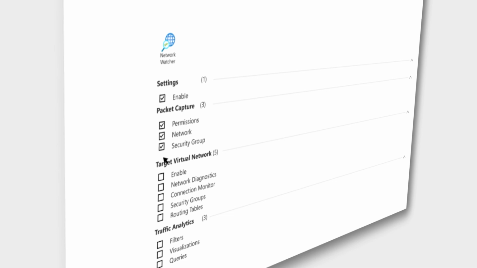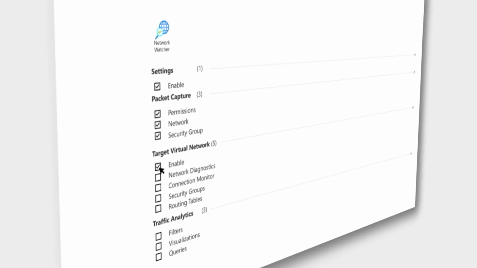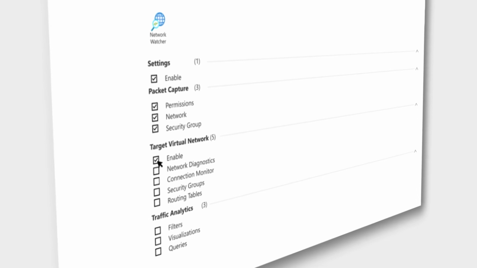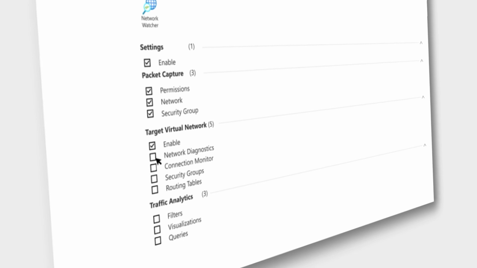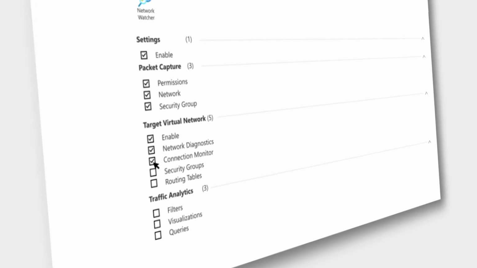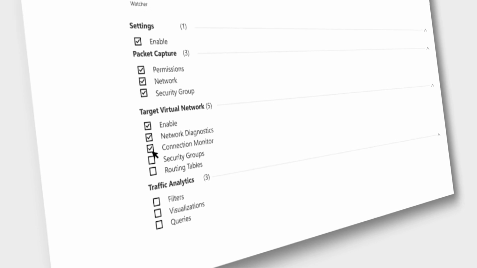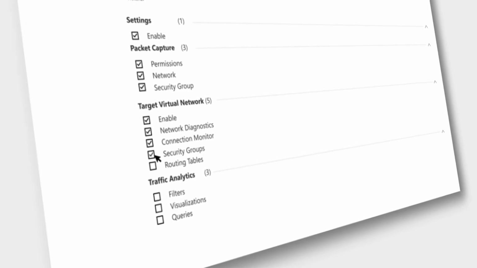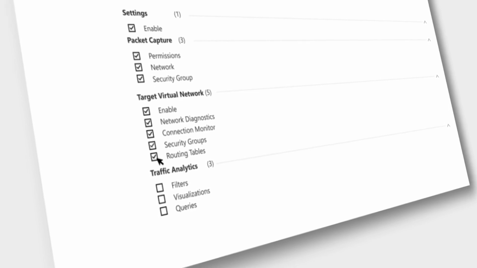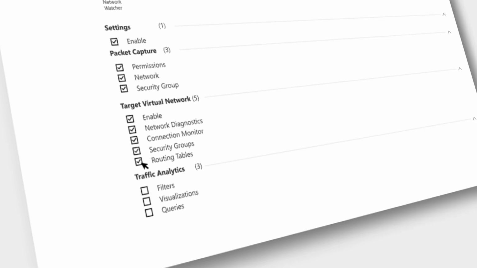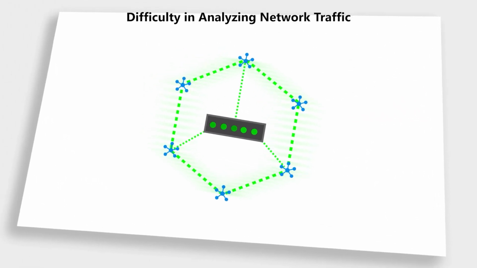The solution: start by verifying that the Network Watcher is enabled for the target virtual network. Next, ensure that the necessary Network Watcher resources, such as network diagnostic tools and connection monitor, are correctly configured and deployed. Finally, check the network security group rules and routing tables to identify any misconfigurations that may be causing the issue.